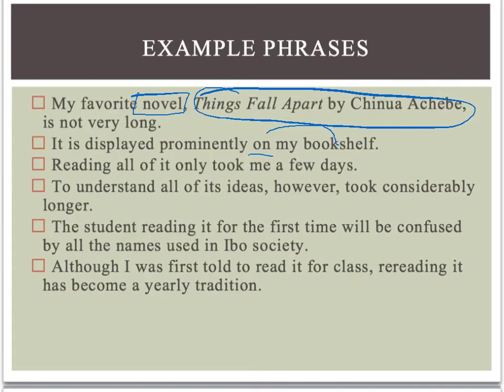In this next sentence, reading all of it only took me a few days. This has a gerund phrase, reading all of it. All right, that's a kind of verbal phrase, right? In this sentence, reading isn't a verb, right? Reading normally is a verb, like I read, you read, we all read. But in this sentence, reading is a thing, right? And the words that go with it work together to make this verbal phrase, reading all of it.